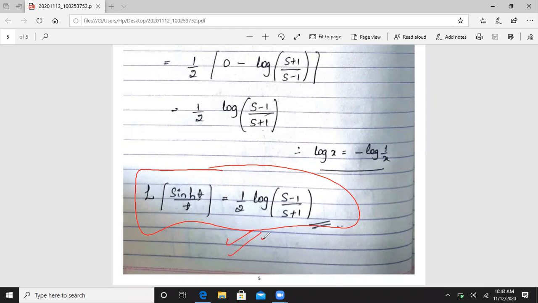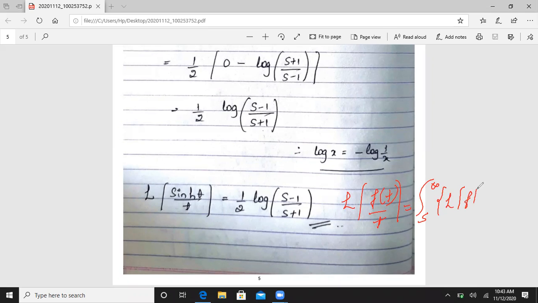So the formula for the Laplace transformation of f(t) by t is the integration from s to infinity of the Laplace transformation of f(t) ds. That means if this kind of function comes, at that time we integrate the given function with respect to s, with limits s to infinity.